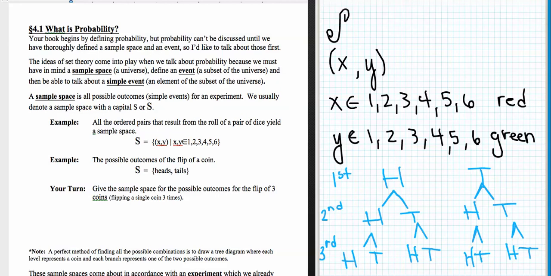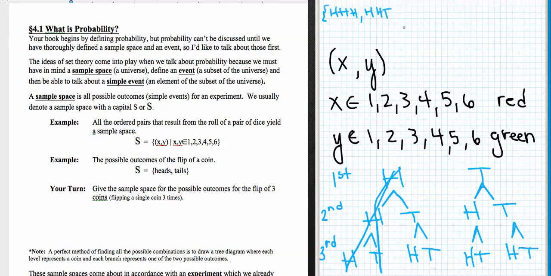Now I'm going to erase the big S up here, and write down for us all of these simple events. So my sample space here is going to look like: I could get a head and a head, so I would write this as a head, and a head. And then the next possibility would be that I could get a head, and a tail.